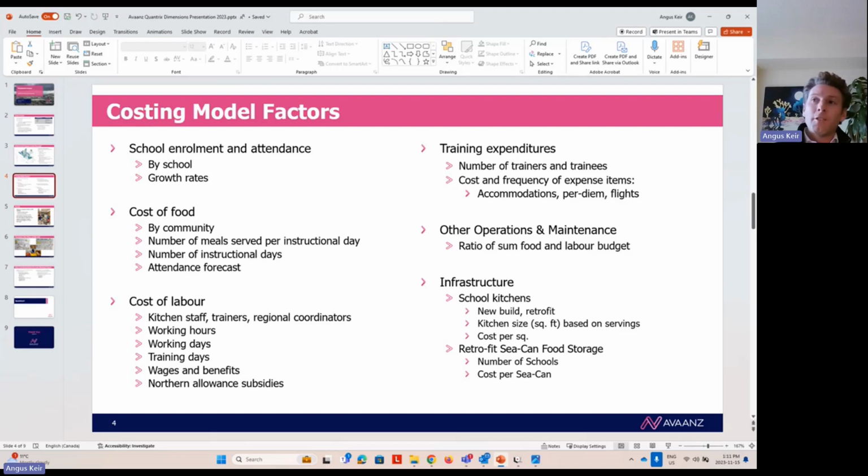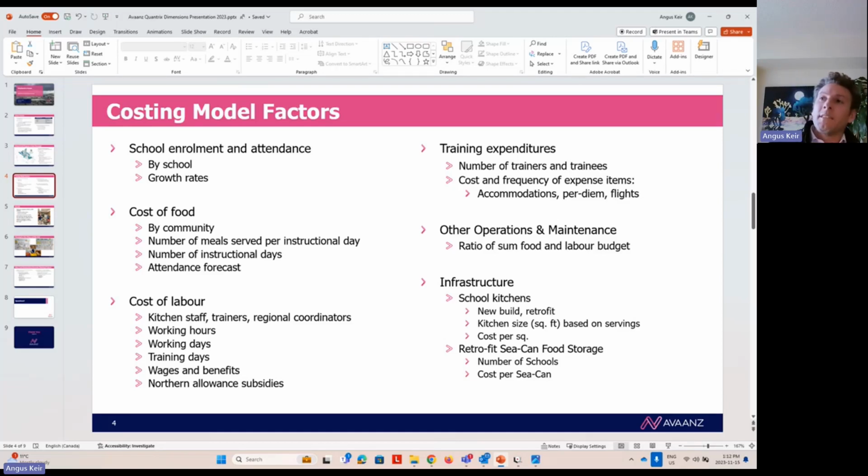The next aspect that we looked at in our modeling was training expenditures. Given that we're going to have this labor component, this number of kitchen staff, we are going to require trainers to train the kitchen staff on health safety, food safety, and cooking meals itself. So, okay, how many trainers are we going to need? When are these training sessions going to occur? Where are they going to occur? Well, they're going to occur in the regional hubs. We're going to have to fly people out, and we're going to have to provide accommodation for them. And we add in all those costs to understand what the training expenses are. How frequently will they be trained?